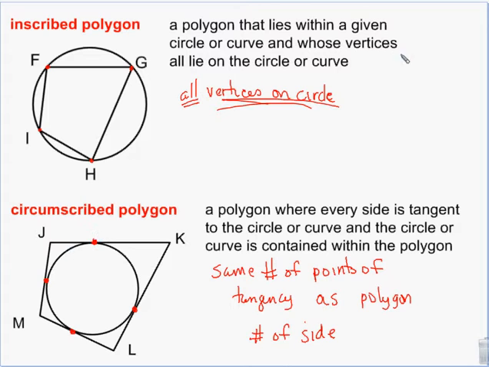And the same thing, if I have a circle inside a polygon like here and it's only touching in one spot or 2 spots, it's not touching all of the sides of the polygon, then it's not circumscribed. The circle has to be tangent to all the sides of the polygon, or the polygon's vertices all have to touch the circle.